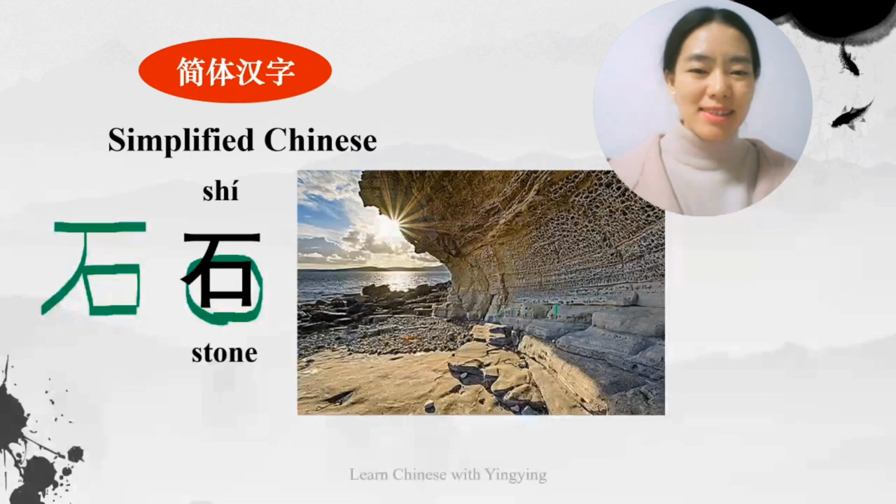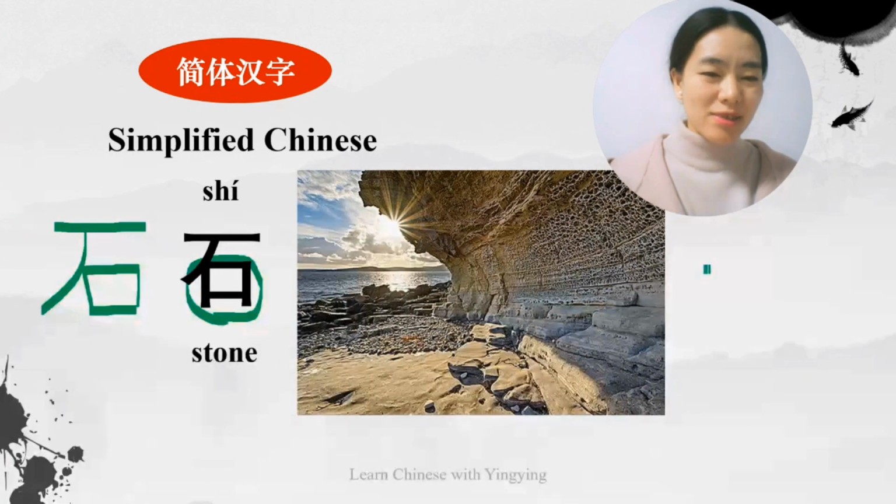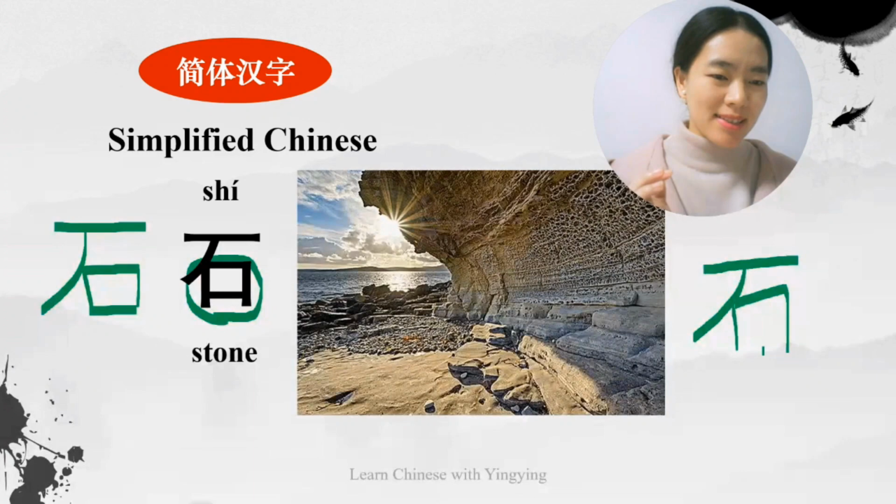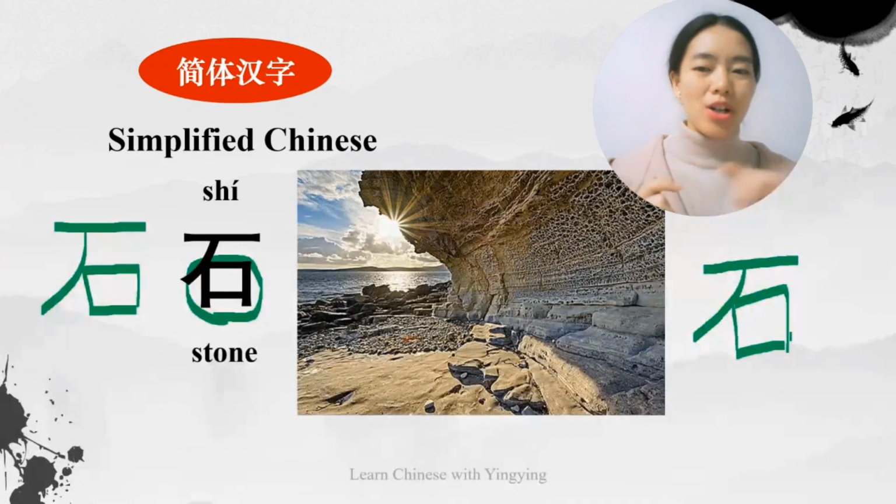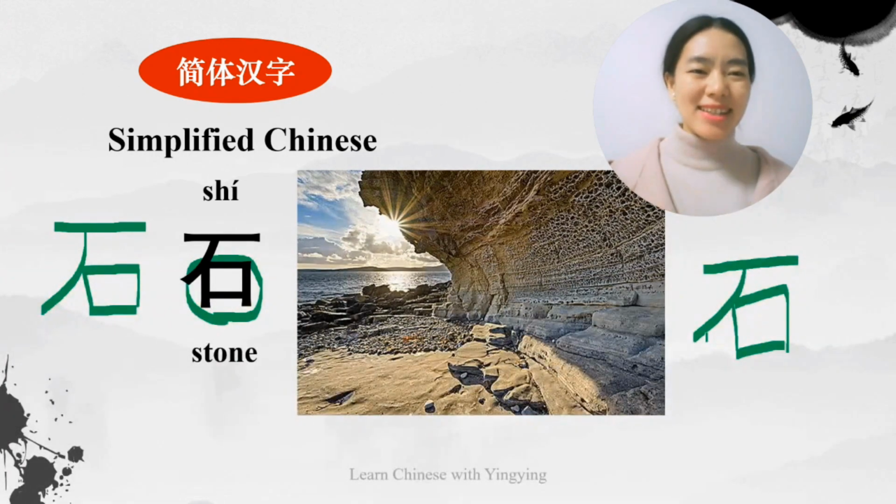So let's write it together from the top to bottom, from the left to right. So this is the word 石. 石. It means stone.